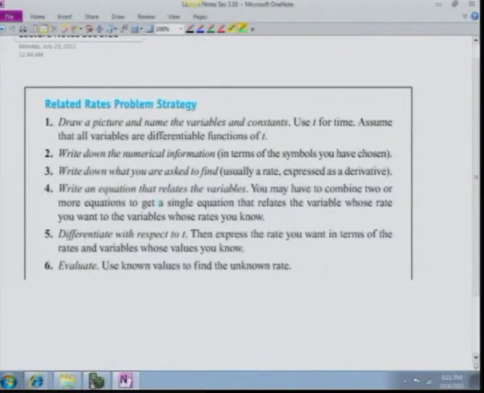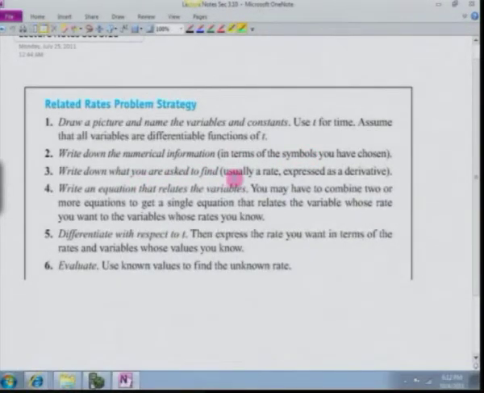Because this is about rates. How fast is the rate changing? How fast is the radius changing? How fast is the volume changing? How fast is the ladder sliding down the wall? All of those things are rates. They're derivatives. So write down the numerical information that you're given.